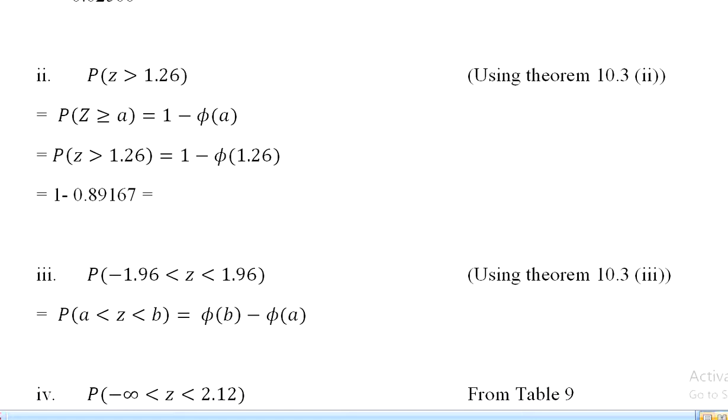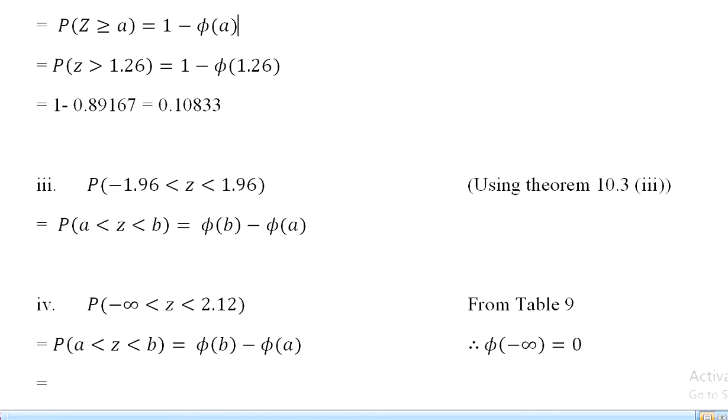1 minus 0.891167, so I got the answer 0.1083933. So this is the answer. Simply, what I am doing is using table number 9 and finding the value of phi which is less than A. We first converted greater than into phi, and then from the table we found the probability of phi. Now let's come to the third case.